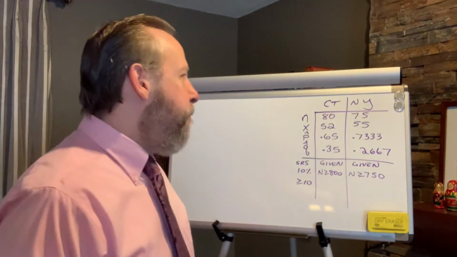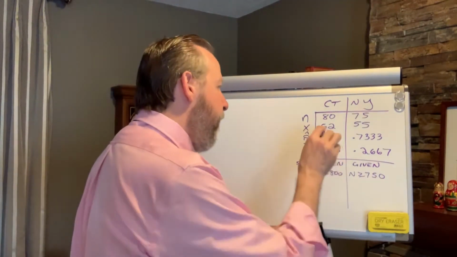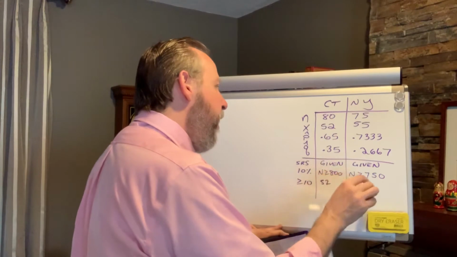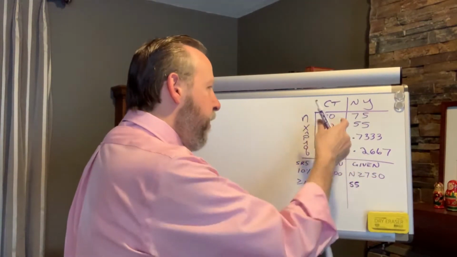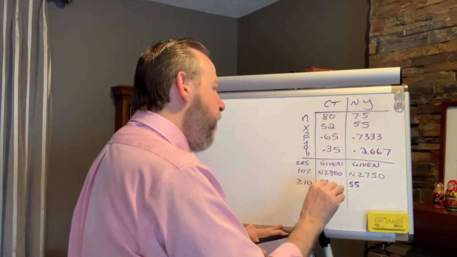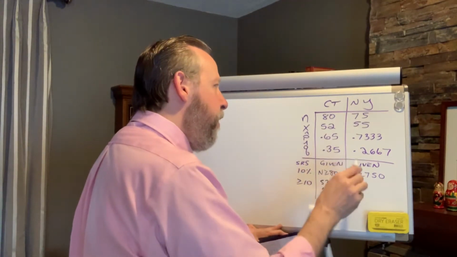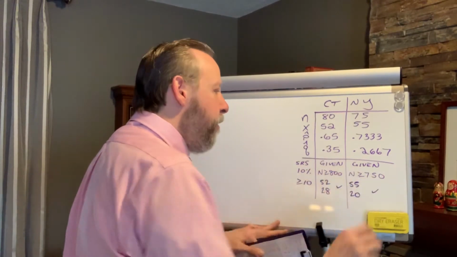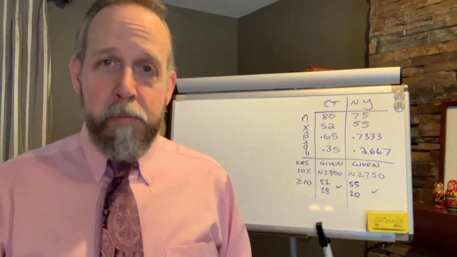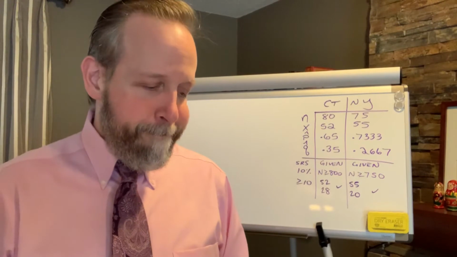Now, the NP and the NQ hats, we got 52 in Connecticut and 55 in New York. Now, in Connecticut, that left 28 for the NQ hat, and in New York, 20. Those are all at least 10. So far, so good? All right.